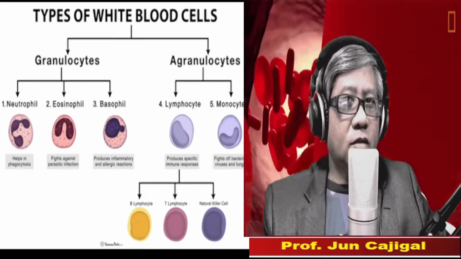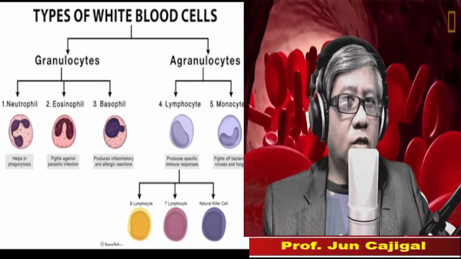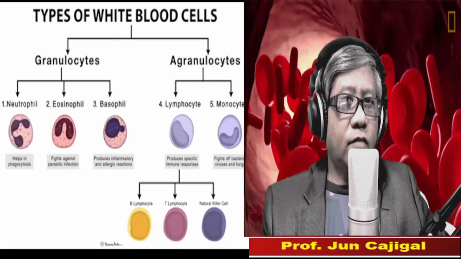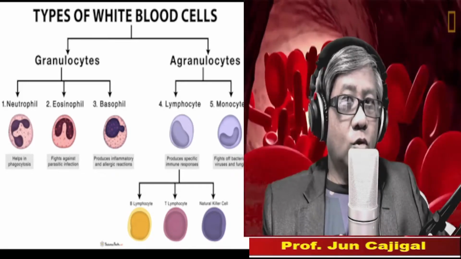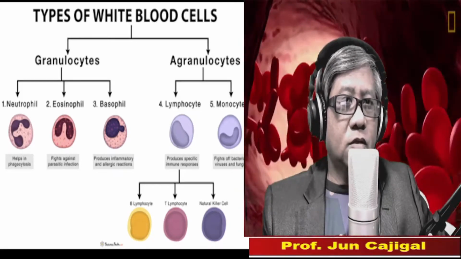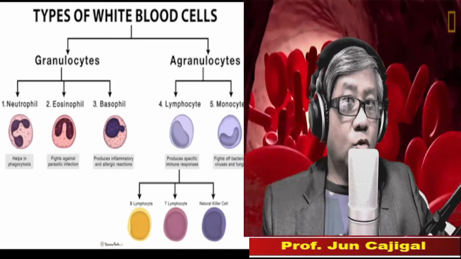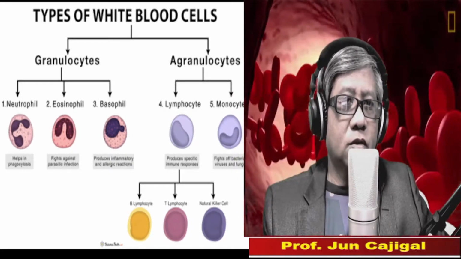Now, at this point, let us differentiate between neutrophils, eosinophils, and basophils. If we look closely at our illustration, neutrophils under the microscope have a multi-lobed nucleus.